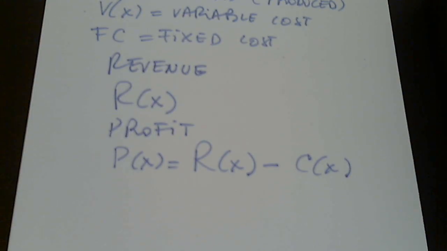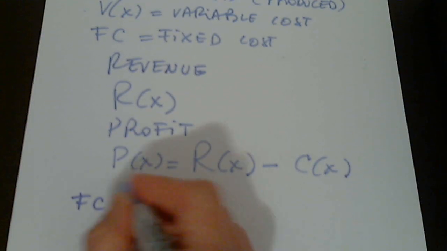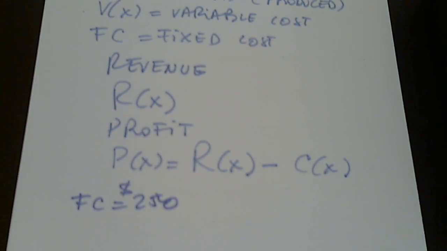So he's mowing lawns. Jamal is mowing lawns to earn money. The initial cost of the electric lawnmower, so this is fixed. It does not depend on the number of lawns that he's going to mow. Has no connection. So this is our fixed cost. So I'm going to write fixed cost $250.